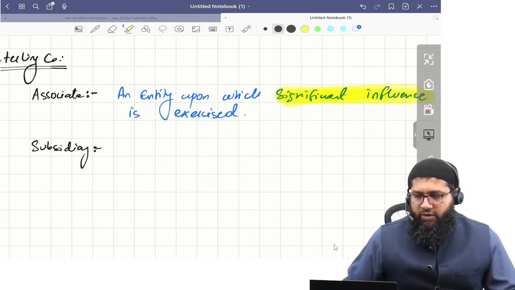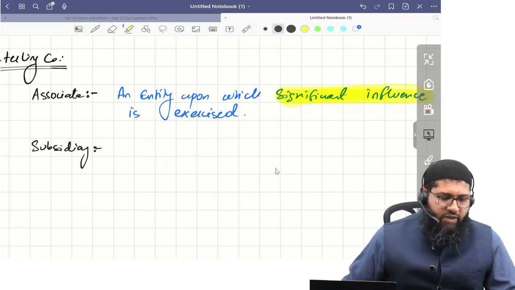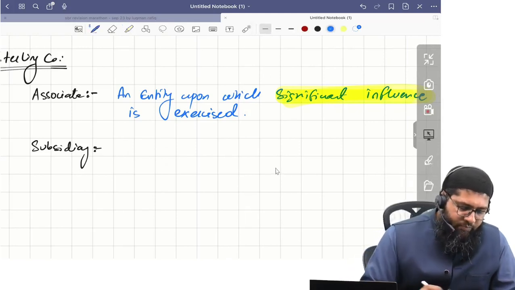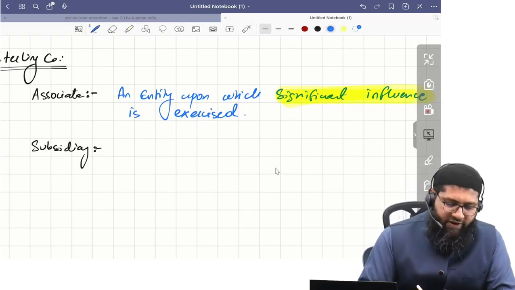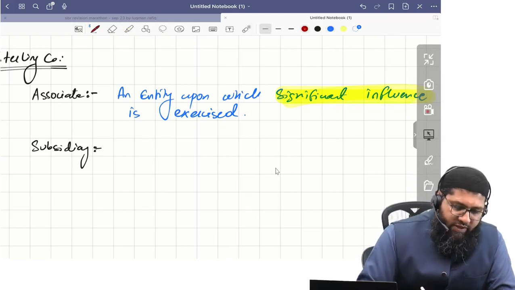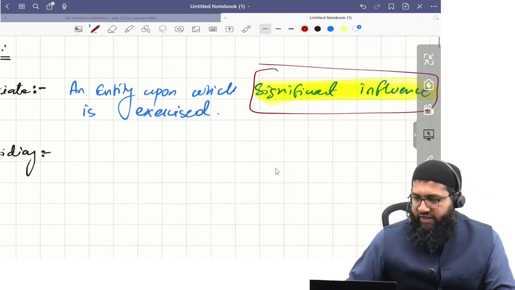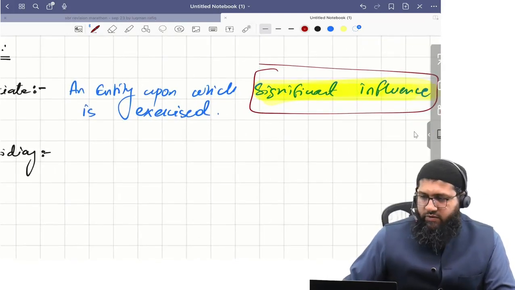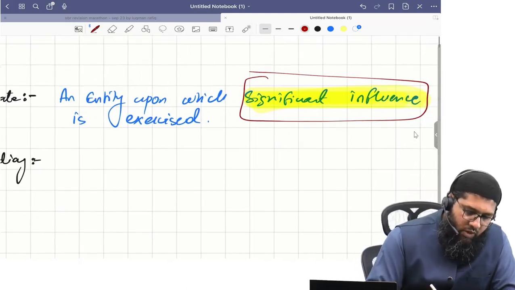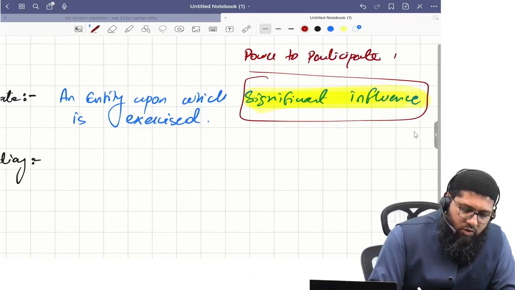Now, when I talk about the concept of significant influence, there is something that you need to understand. What is it that you need to understand with respect to significant influence? Significant influence is actually the power to participate in decision making.